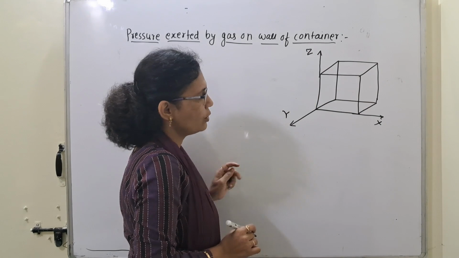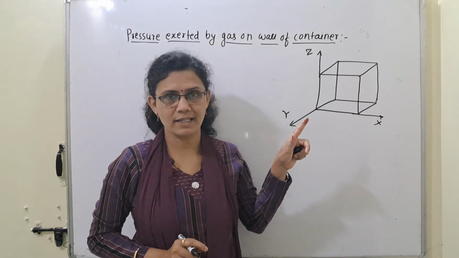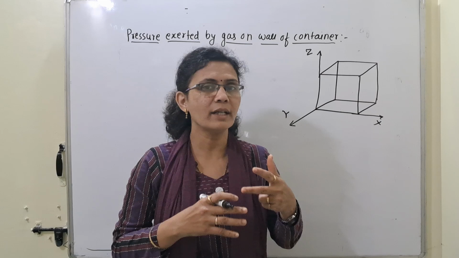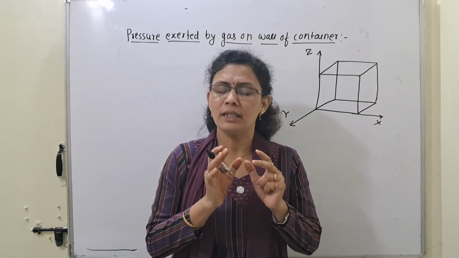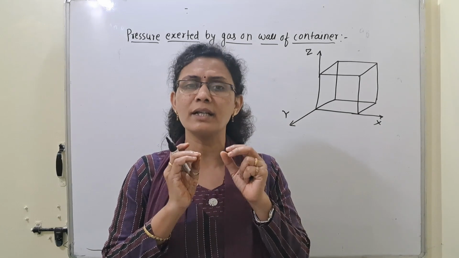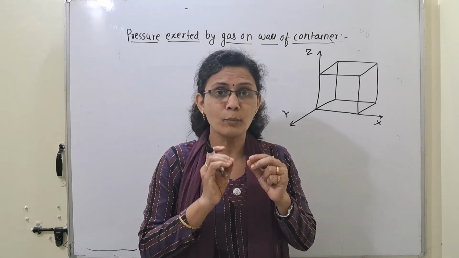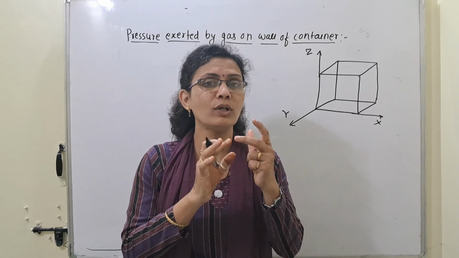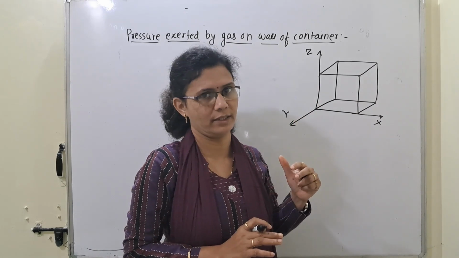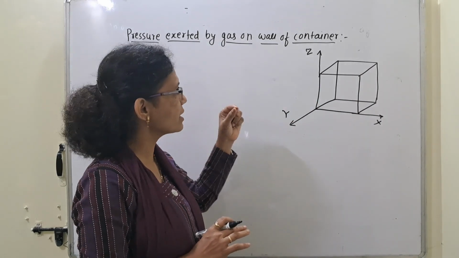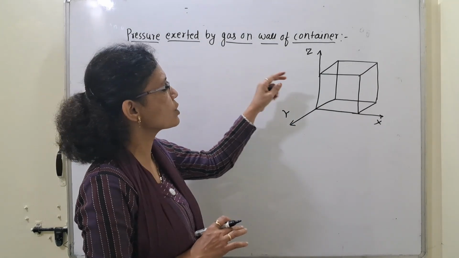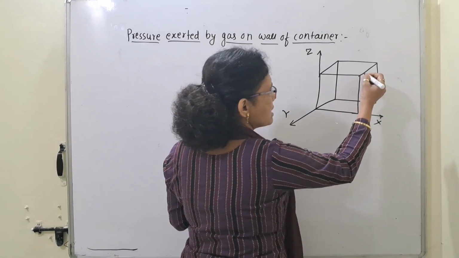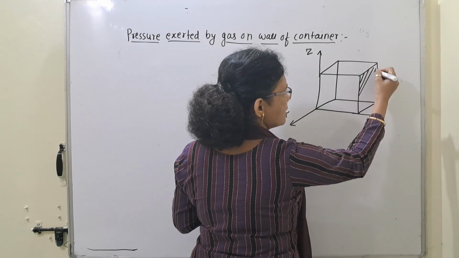So this is the gas container in which gas molecules are in random motion. Here the pressure is maintained so that the molecules are not going to collide with each other, but they will collide with the wall of the container. And the pressure exerted by those gas molecules on the wall of the container we have to find out. So we will consider this wall of the container, the shaded wall.